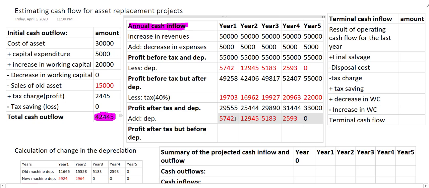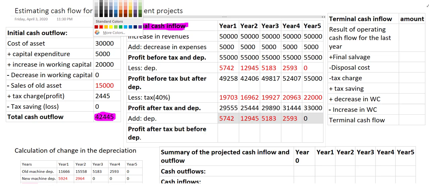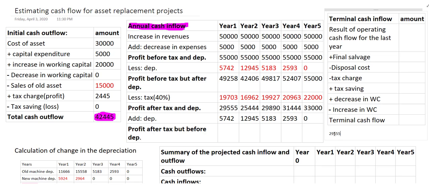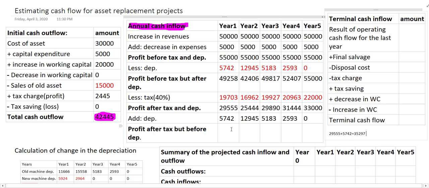This time, once again, we want to add it. So let us take it once again with the black color, right? Why? Because we have to add. So this one plus this one becomes how much? For one I will do it, the rest we can do. 29,555 plus 5,742 becomes equal to how much? Equal to 35,297. For the rest, you can calculate.